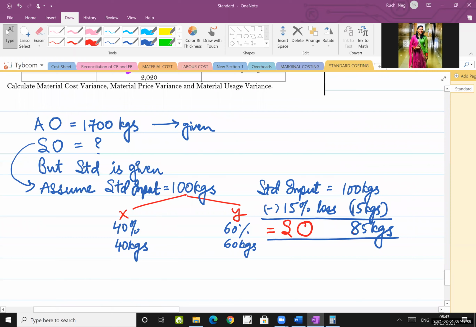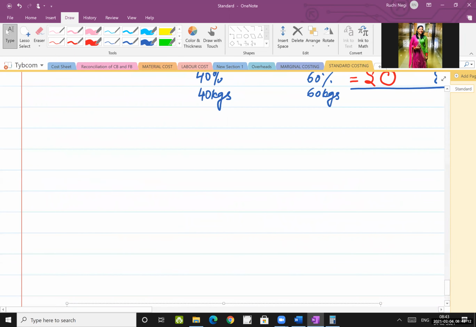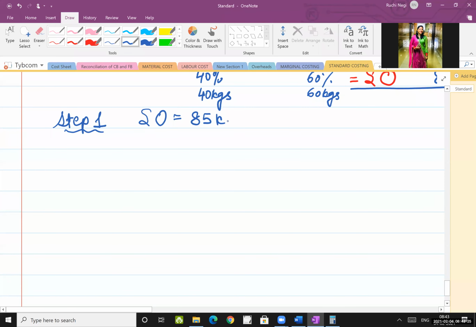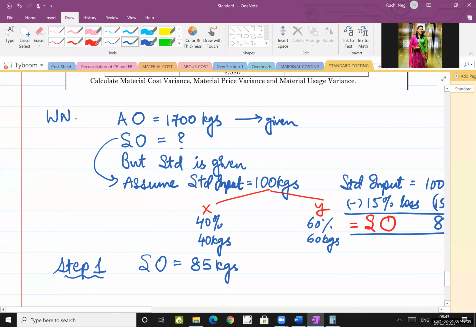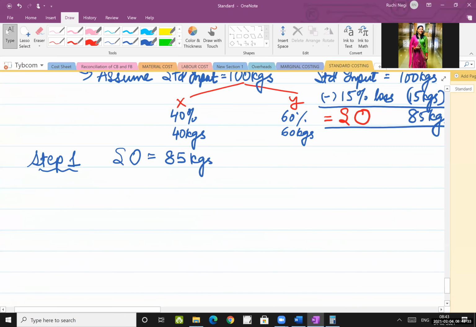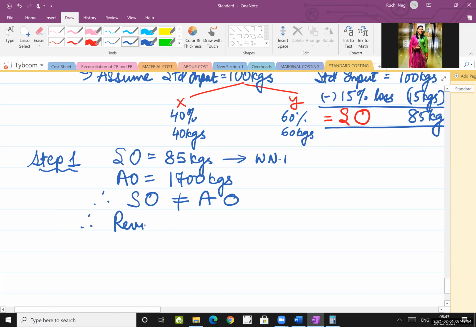So now what has happened? Standard output is 85 kgs. Now start with your step 1. What is step 1? To check whether output is equal or not. The standard output I just got is 85 kgs. This is the working note that I have done. So, from working note number 1, actual output is 1700 kgs. Therefore, standard output is not equal to actual output. Therefore, revise the standards. What do you mean by revising the standards? That is, you have to make it equal. Standard output equal to actual output equal to 1700 kgs.